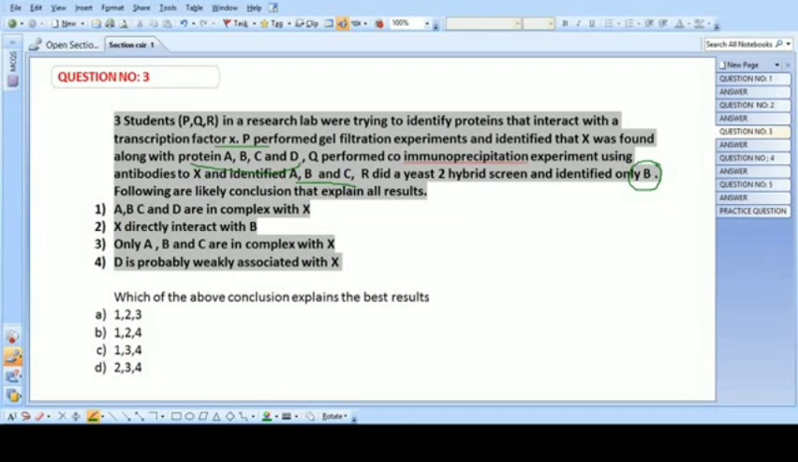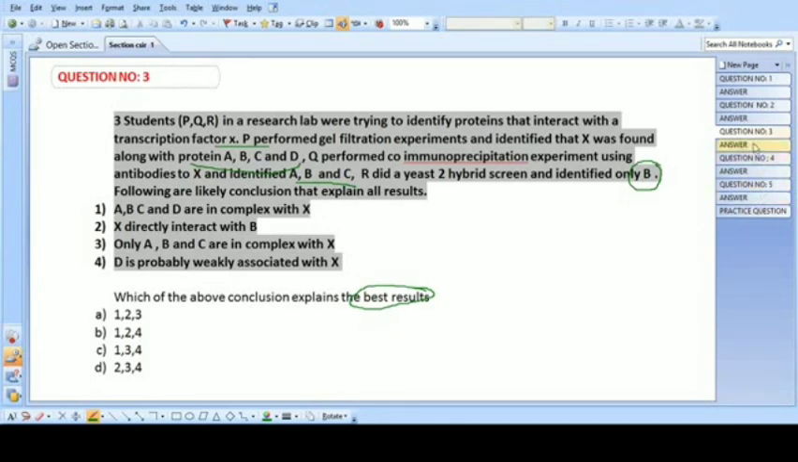A, B, C and D are in complexes with X. X directly interacts with B. Only A, B and C are in complex with X. D is probably weakly associated with X. From the question, we have to find the best conclusion from the given options.